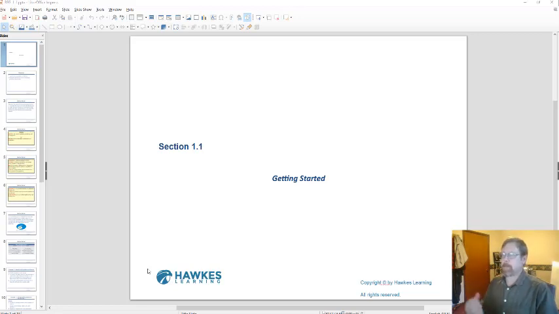PowerPoint doesn't want to open the PowerPoint file, so I've got them open in LibreOffice. And for some reason, when I do the slideshow, it shows a blank slide instead of showing the text that's supposed to be there. All right, so we are going to get started.